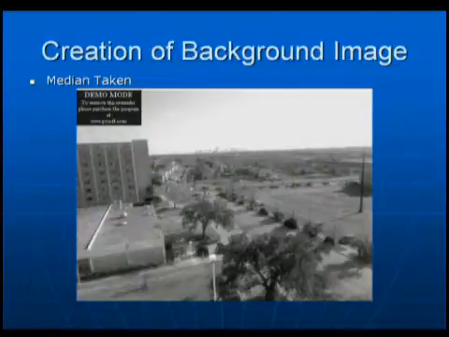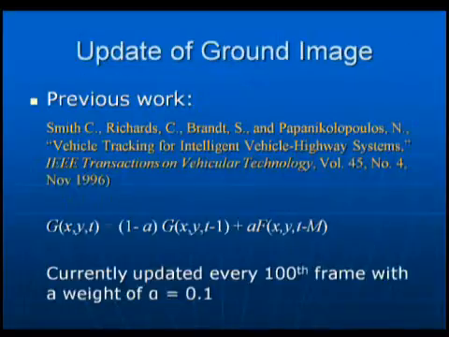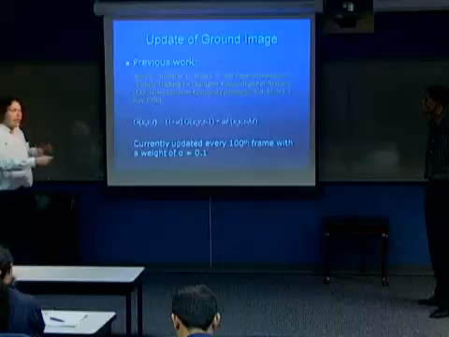Swamp monster. But in previous work, in one of the papers I had to read, what they do is they update the ground image periodically. They put in a weight, this is the alpha here, which is a weight given to new images, so they average each new frame in with the old image to adapt to changing lighting conditions and that kind of thing.